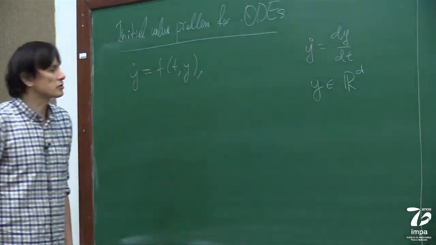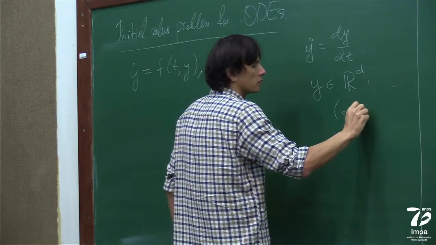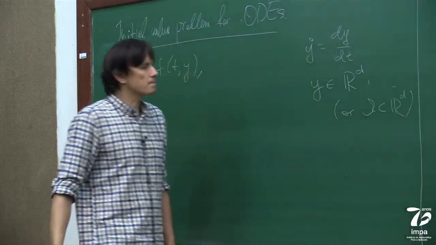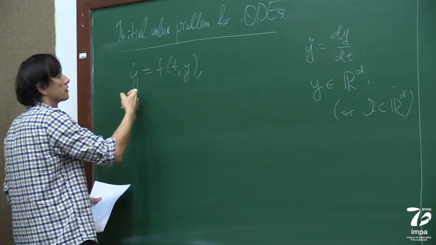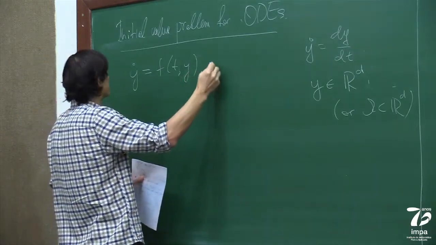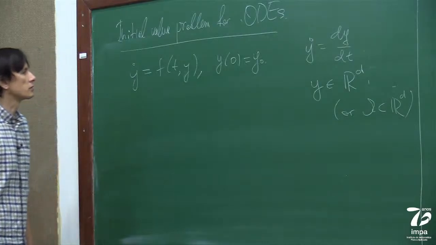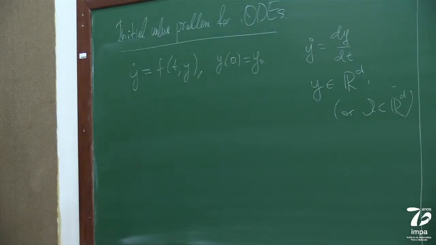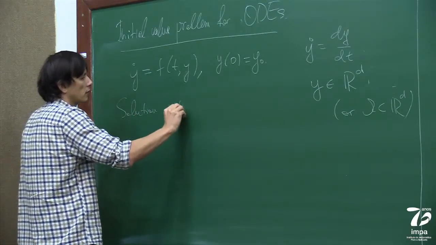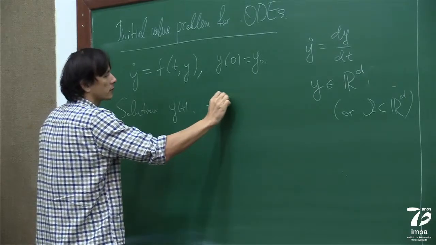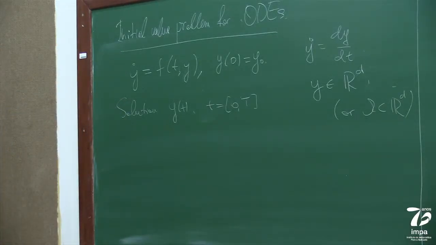It's a vector in d-dimensional space, or often just in some domain inside d-dimensional space. And so we consider the initial value problem. An initial value problem is the equation plus an initial condition. Let's put the initial time to 0, it doesn't matter that much, and y0 is the initial value. So we want to find a solution, which is a function defined on some time interval that includes 0 until some final time, including or not including the final time.